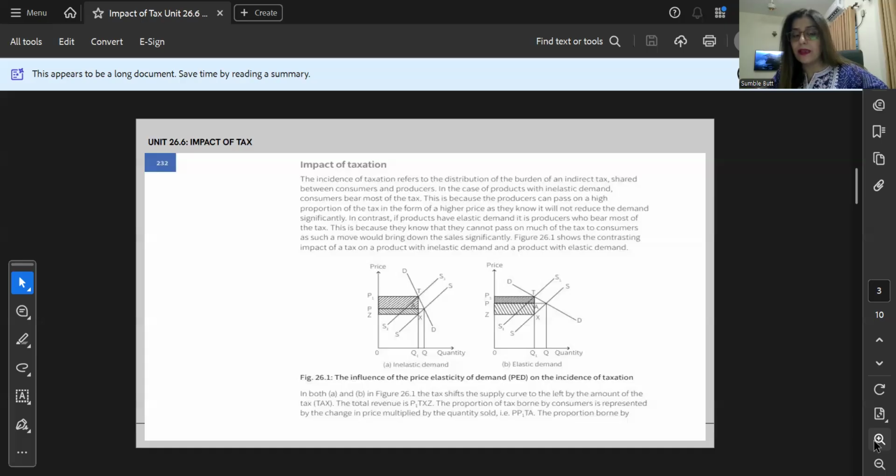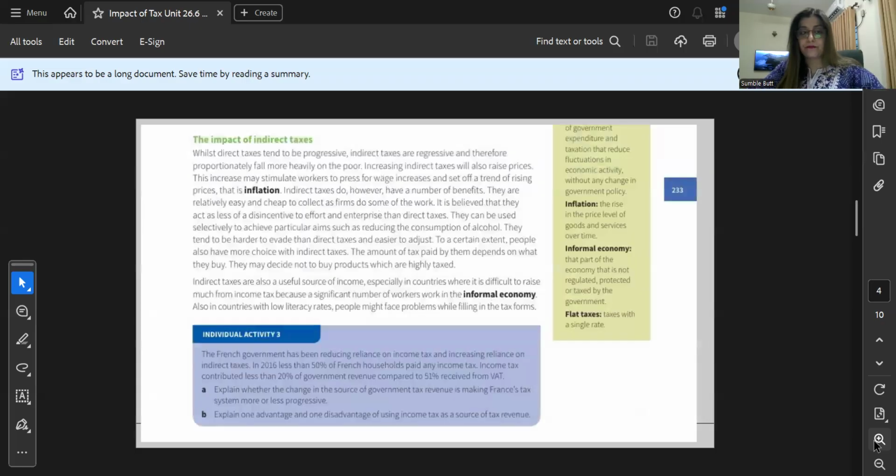In both A and B in figure 26.1, the tax shifts the supply curve to the left by the amount of the tax. The total proportion of tax borne by the consumers is represented by the change in price multiplied by the quantity sold, that is P1TA. All right.